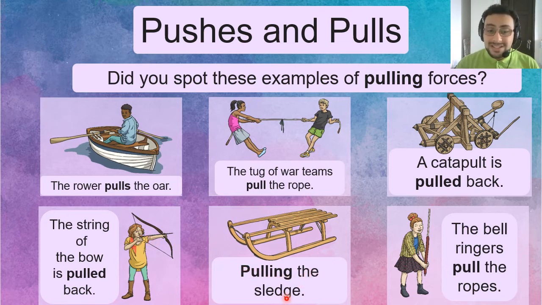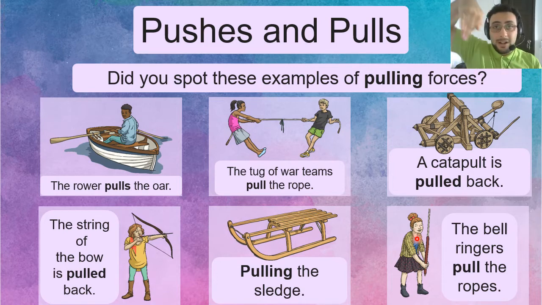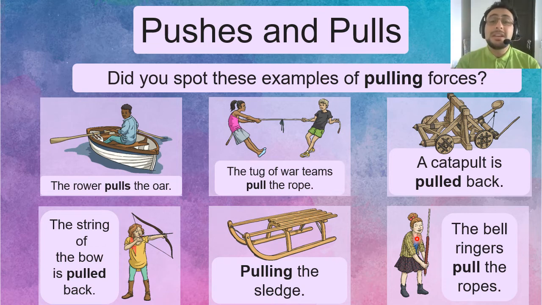Or pulling the sledge. This is a sledge. You put it on ice and snow and you slide there. Now, people usually pull the sledge. It's fun. Now look at here. The bell ringer. Ding, ring. You see, they pull it down and the bell rings. So they pull it down. So these are some examples of pull force.